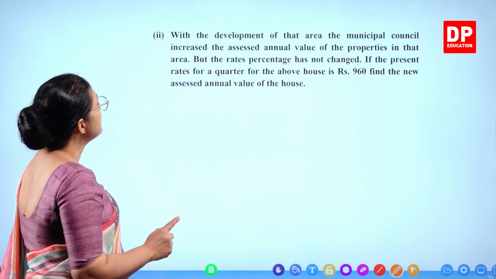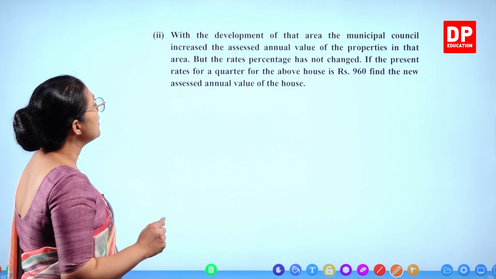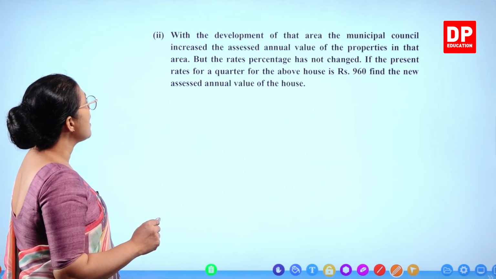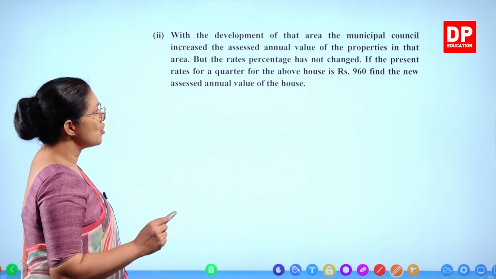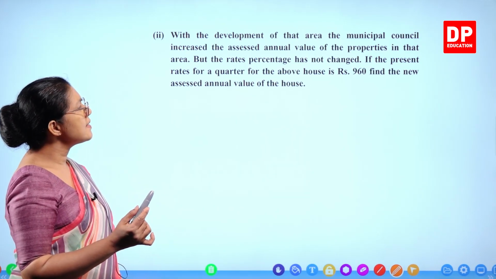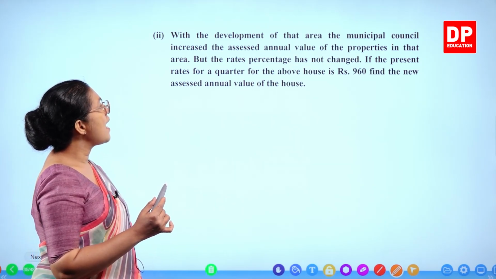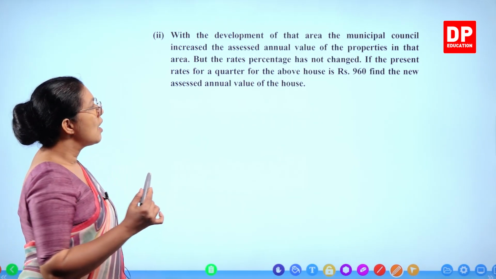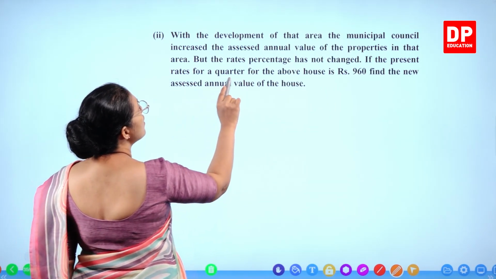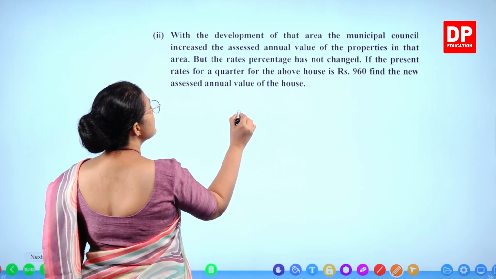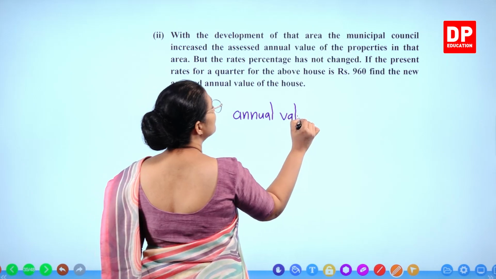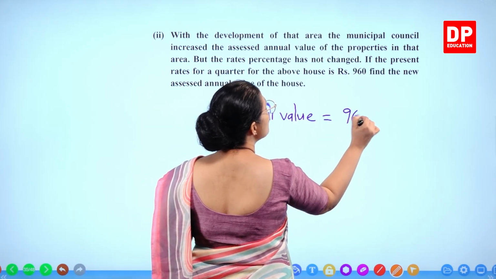Second part: with the development of that area, the municipal council increased the assessed annual value of the properties in that area, but the rates percentage has not changed. If the present rates for a quarter for the above house is 960 rupees, find the new assessed annual value of the house. So 960 is the quarterly value. So what is the annual value now? 960 into 4.